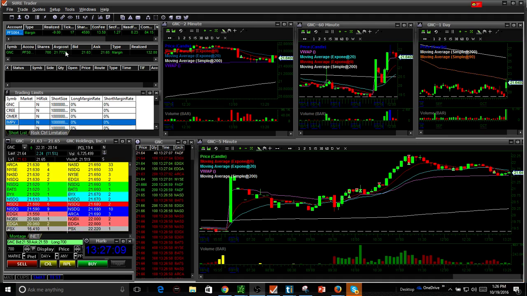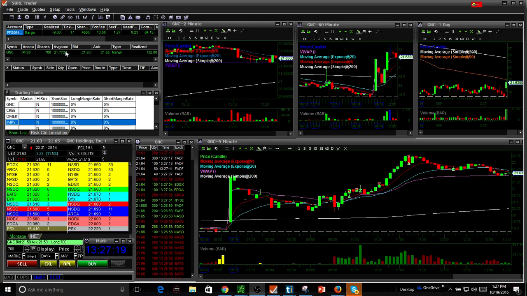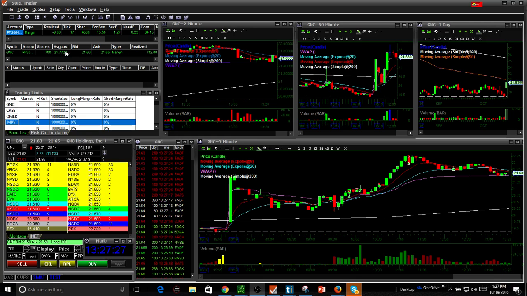I'm under the 20 moving average. That's a lot of resistance up above, but I'm above the VWAP. Right now, I'm just above this 2160 level. So if we can continue to hold this support, then I may be okay.